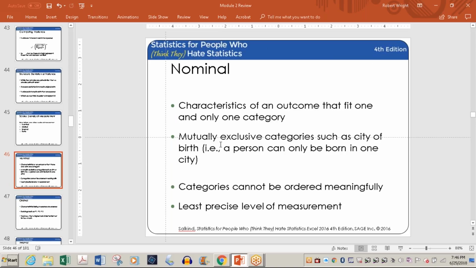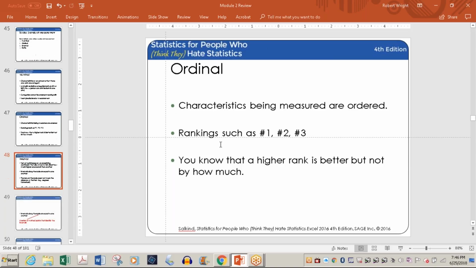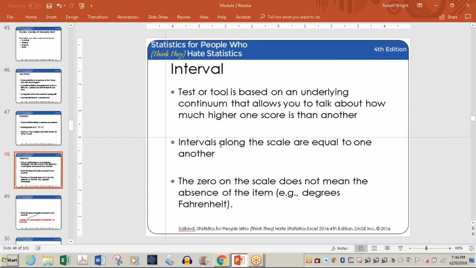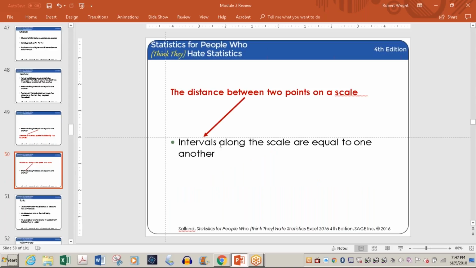Moving right along. Okay, here's a quick breakdown. I'm not going to go through these, we already did. Nominal is categories. Ordinal is orders. Interval is an underlying continuum, and the intervals along the scale are equal to one another. And finally, here's something I want to make sure you understood. We're talking about scale. Scales are marked points that identify the different intervals, and the intervals are the distance between 2 points in a scale. That's something you'll want to remember.